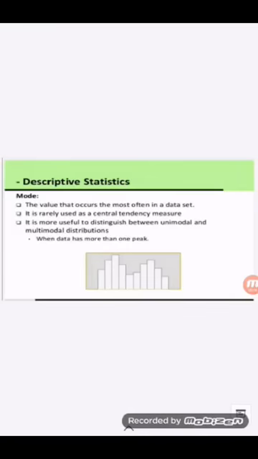Mode: the value that occurs the most often in a data set. It is rarely used as a central tendency measure. It is more useful to distinguish between multimodal distributions, when data has more than one peak.